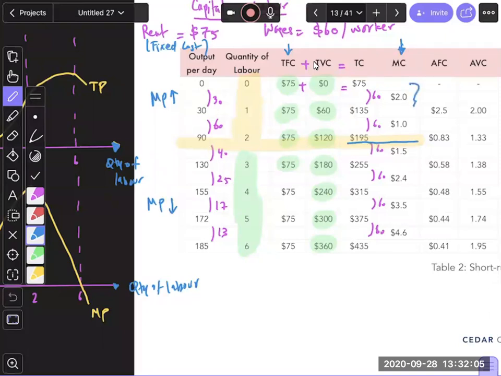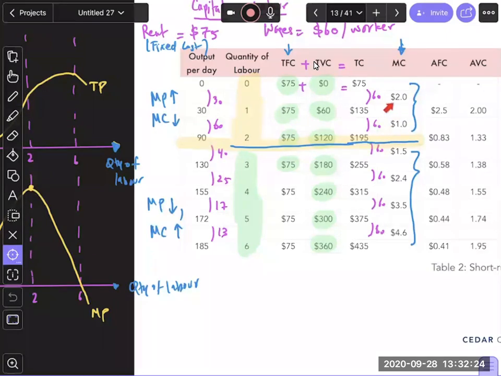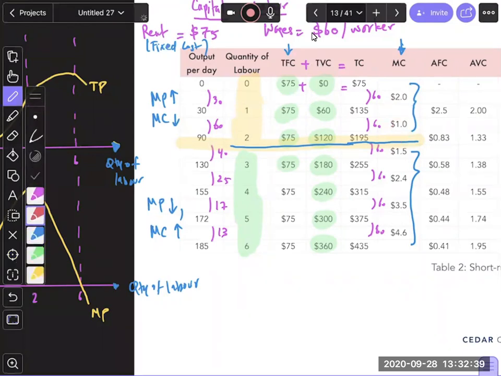For the first 2 workers, my marginal cost is going down. But beyond 2 workers, can you see this? My marginal cost is going up. Do you agree with me? Marginal cost goes down, and then it starts to increase. MC means marginal cost. What's the formula for marginal cost? Let's talk about the formula for marginal cost.